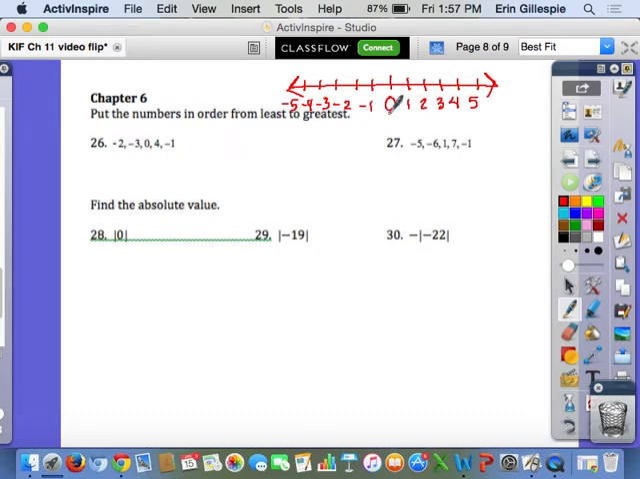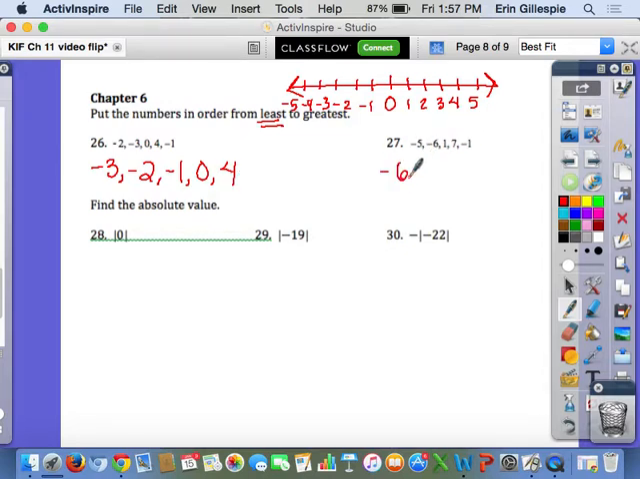So when we put these numbers in order from least to greatest, I'm first looking for all my negative numbers, and then I'm trying to figure out of those negatives, which is the farthest away from 0. So I've got negative 2, negative 3, and negative 1. Negative 3 is the farthest away from 0, so that is the smallest. Then negative 2, then negative 1, 0, and 4. 27, same thing. Find your negatives first. So I've got negative 5, negative 6, and negative 1.